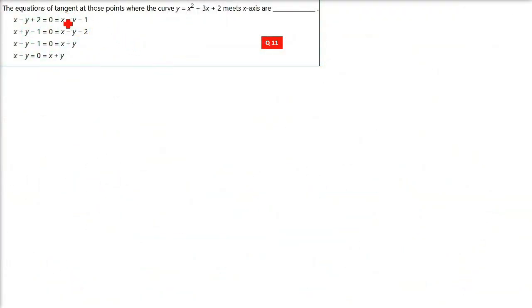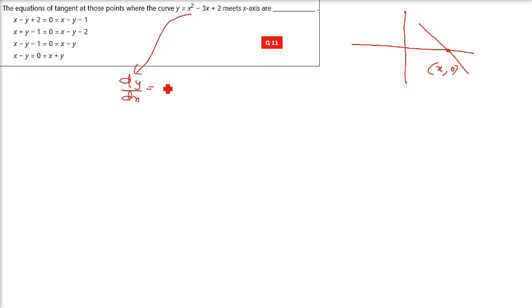The equations of tangent at those points where the curve, this one, meets the x-axis. Meets x-axis means what? See, whenever a line is intersecting the x-axis, we are aware that y should be equal to 0. X we don't know, but definitely we know that y is 0. So this y equals x square minus 3x plus 2. When you differentiate it, it will give you dy by dx. Let's differentiate it. It will be 2x minus 3, and this one is the slope.